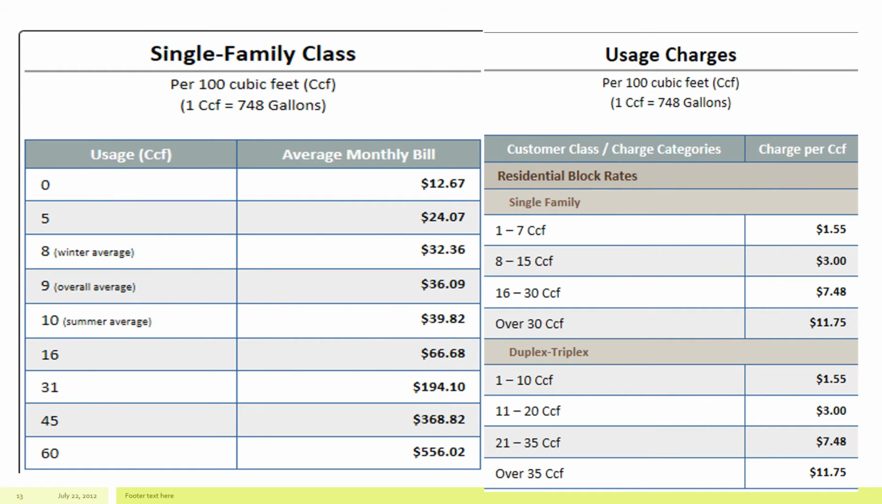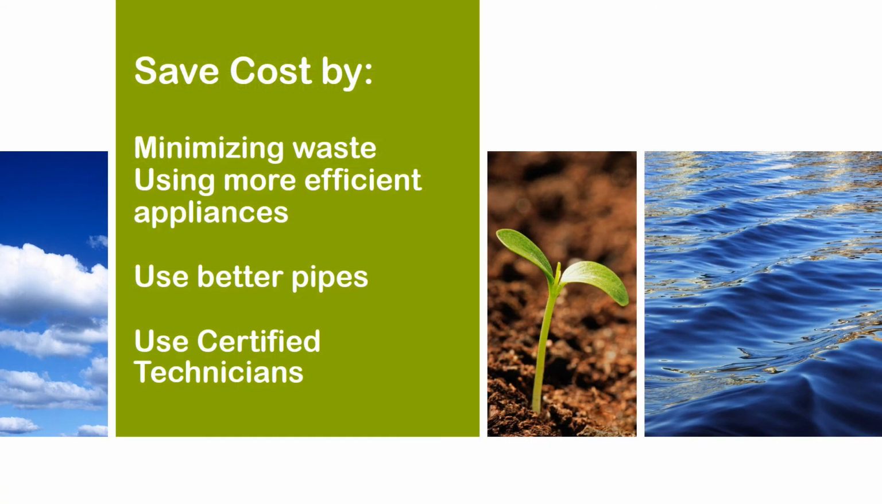We can save cost by cutting back on utilization. If you do a projection of your average monthly usage, you see how much water you use. The more water you use, the more you pay on your bill. So to conserve, it will be essential to cut back on water and minimize wastage by using efficient appliances. And then we also can ensure that we're connecting better pipes and utilizing certified technicians.